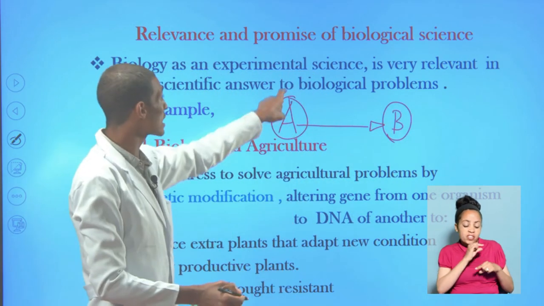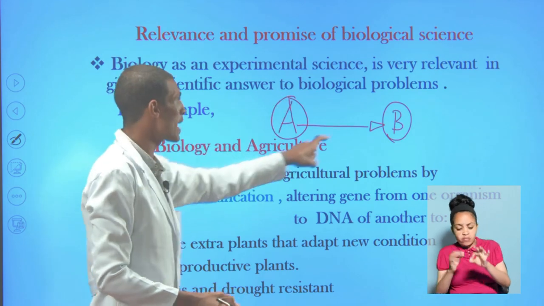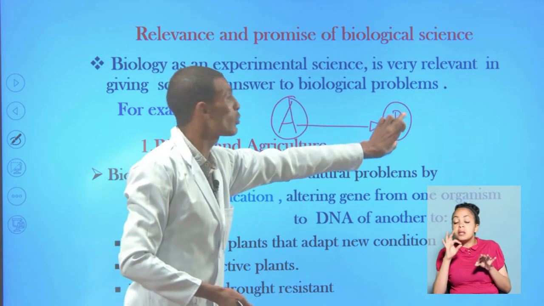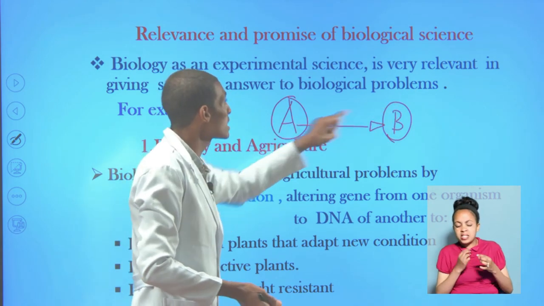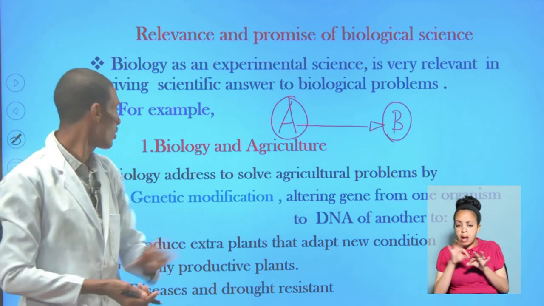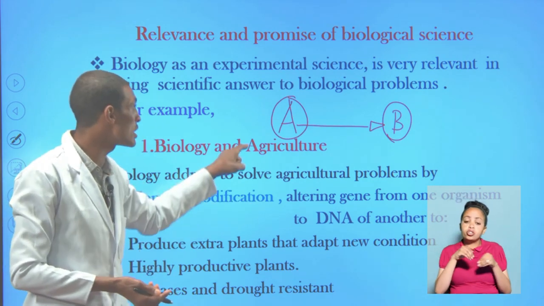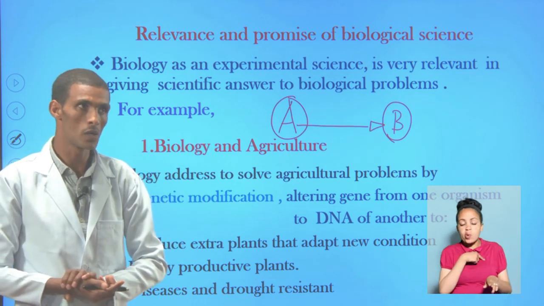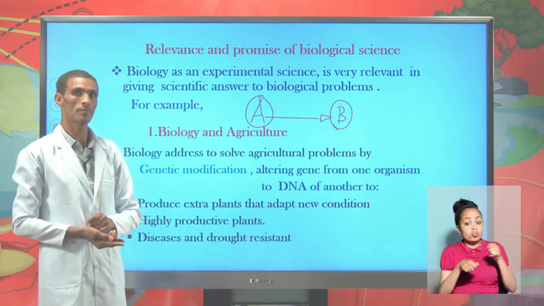If a gene can be successfully transferred from plant A to plant B, plant B can express the gene that is transferred to it, just like plant A. So, the action of genetic modification is very important in the improvement of our agriculture, which is a contribution of biology.